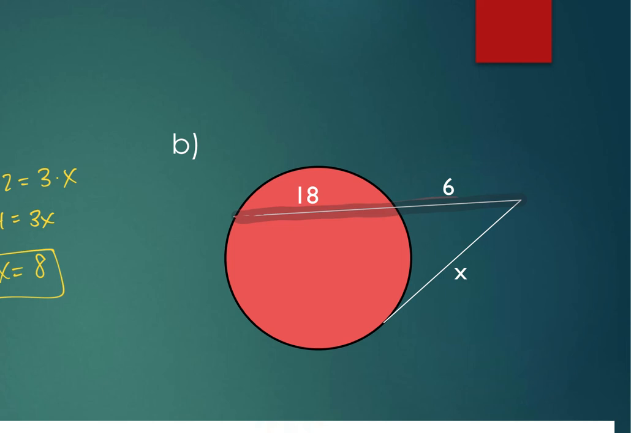Oh my gosh, why can't I write? 18 plus 6. And we're going to multiply that by what? The external portion, which is just 6. Then we set that equal to x, which is our tangent portion. And what do we multiply x by? Itself. So we square it, okay? We multiply it by itself, squared.